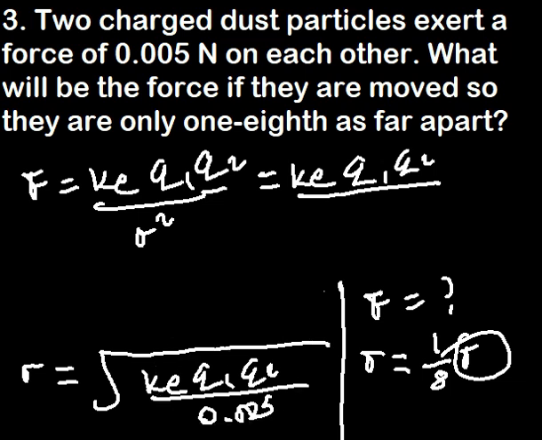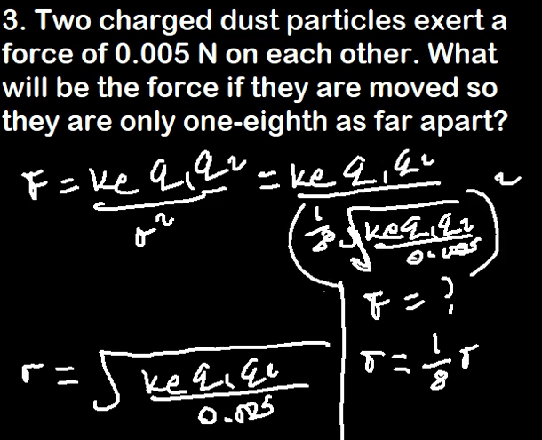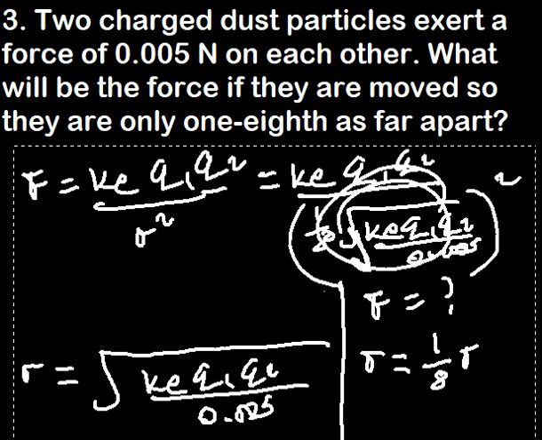We substitute there, and that corresponds to 1/8 times R, where R is the square root of KE Q1 Q2 divided by 0.005. Mind you, this square root is for the whole entire thing, all to the power 2. Then you'll be able to simplify and get the force. So that's how the question tries to test us.